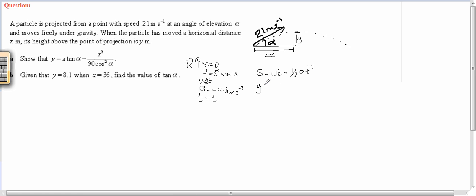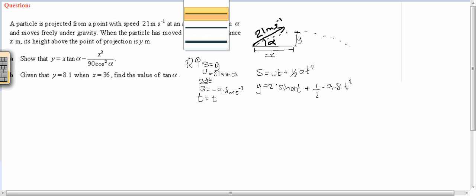So y equals 21 sine alpha t plus a half times minus 9.8 t squared. I'm just going to change brushes here. Okay, right. So it will be good to know what t is.